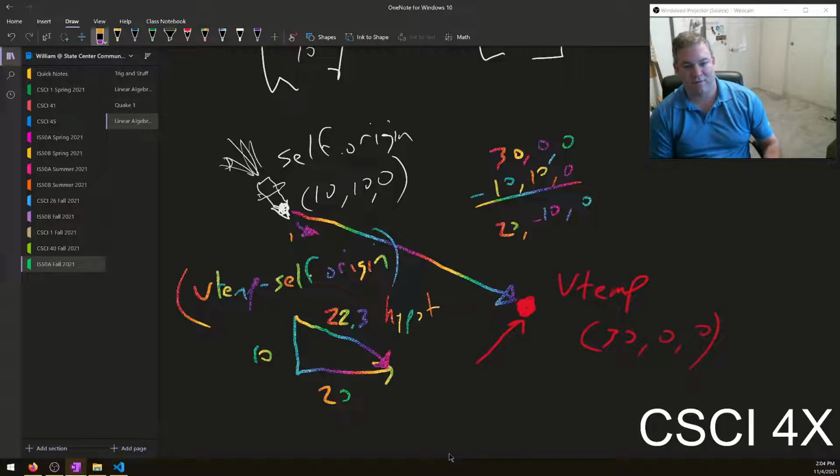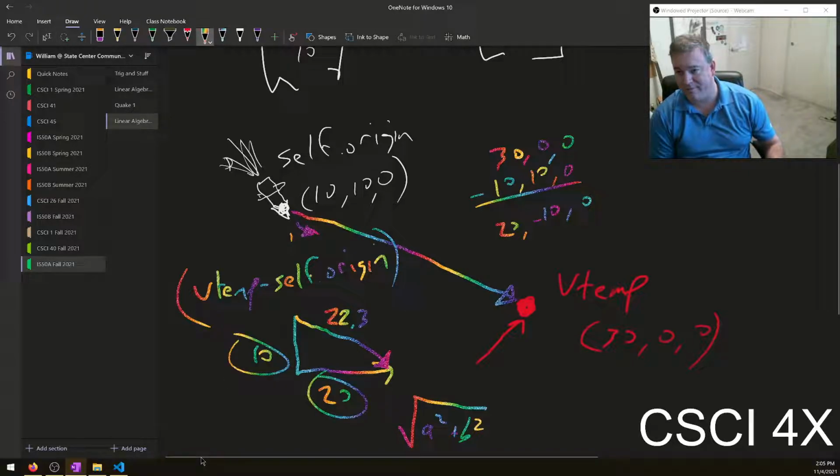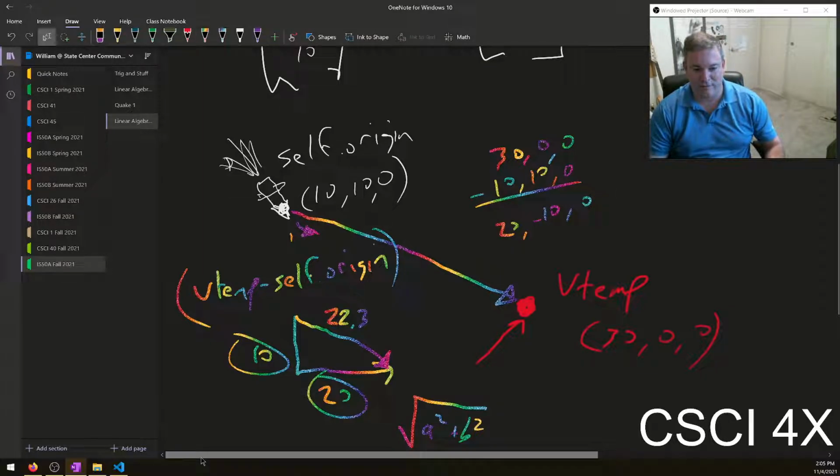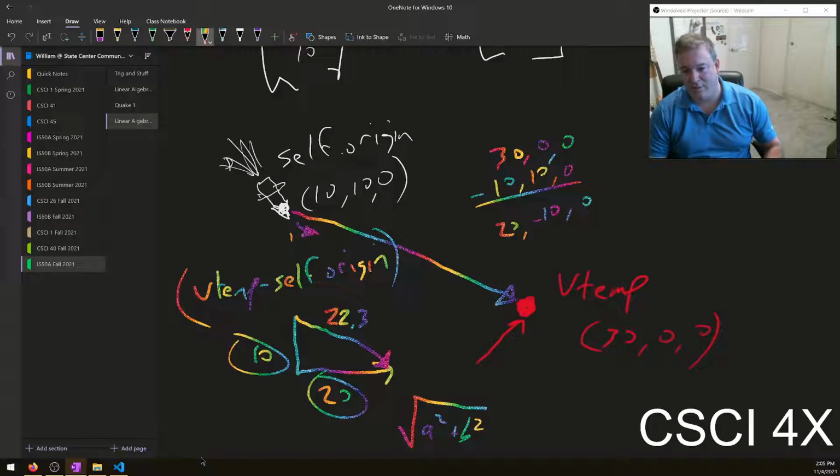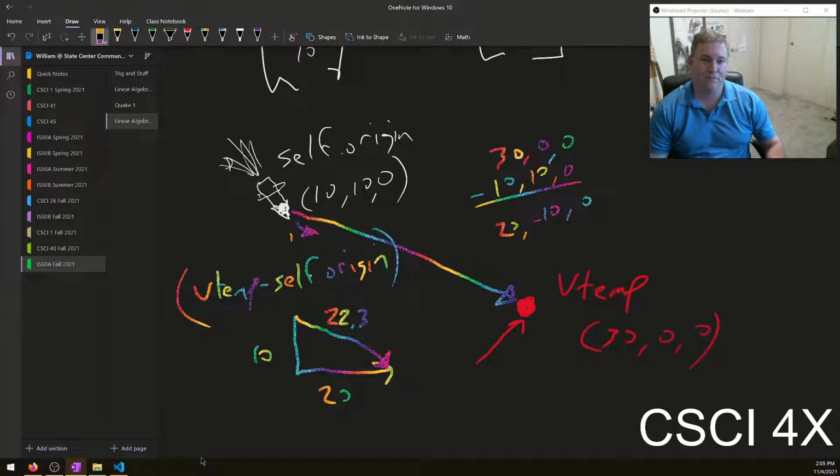So it is the square root, if you guys remember Algebra 1 from back in the day, it's the square root of a squared plus b squared. So a squared, b squared, or vice versa, doesn't matter. So I just punch this into the calculator. 400 plus 100 square rooted is 22.3. So this guy is 22.3 units away. And we can use the Pythagorean theorem for that. That's vector length.